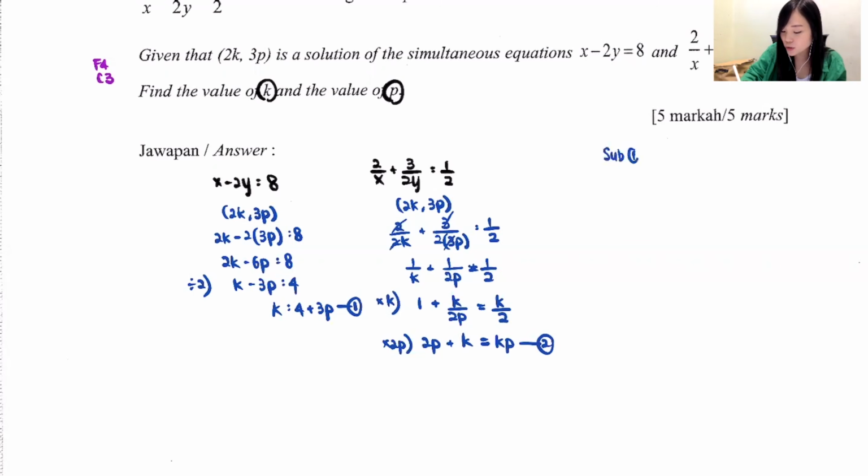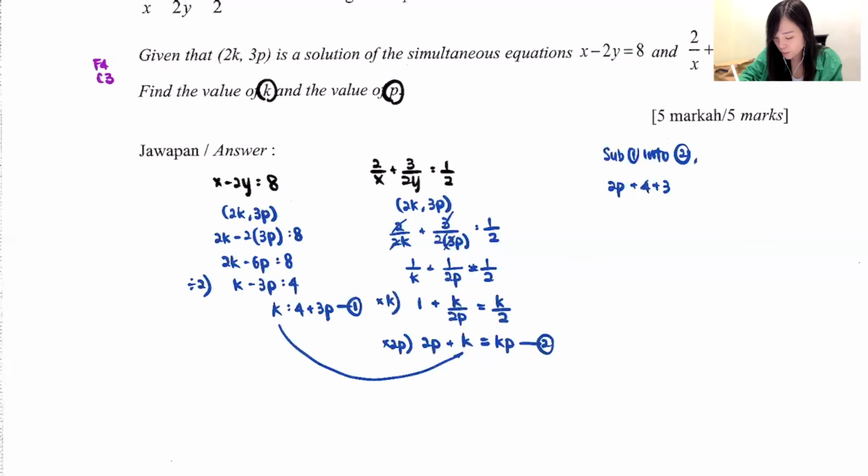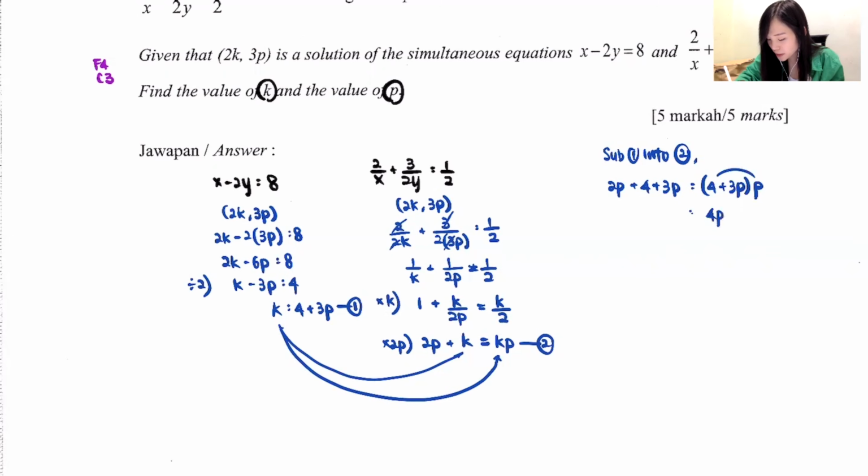So once we have equation 1 and equation 2, now we can substitute 1 into 2. K will be this one, substitute inside. 2P plus K will be 4 plus 3P, equivalent to this one. Also, we need to substitute the K inside, so the K will be 4 plus 3P, times P. Expand it: 4 times P is 4P, 3P times P is 3P squared. And what does it look like? I think it looks like a general form.